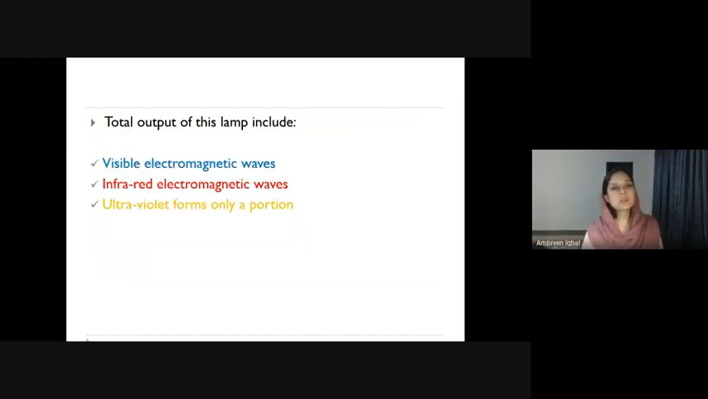Now we'll discuss the total output of the lamp. It consists of three types of radiation. One is visible electromagnetic rays, the second is infrared rays, and the third is a portion of ultraviolet B and a slight portion of ultraviolet C, meaning a specific portion of ultraviolet radiation is also produced. So the output consists of three types of waves emitting from the lamp: visible waves, infrared waves, and ultraviolet, which forms only a certain portion.